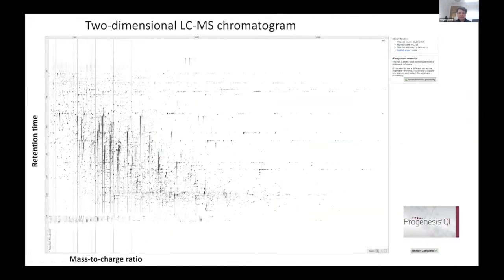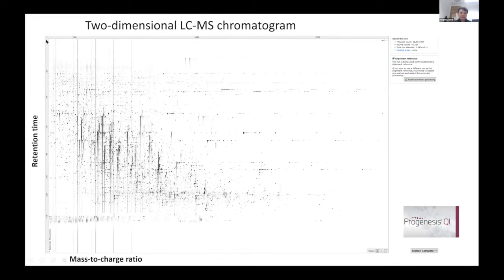A different way of visualizing this type of data is in this two-dimensional LC-MS chromatogram. On this plot, we have the M over Z, or mass to charge ratio, on the x-axis, which is what we usually expect as the x-axis on a mass spectrum. But now on the y-axis, we're showing retention time.